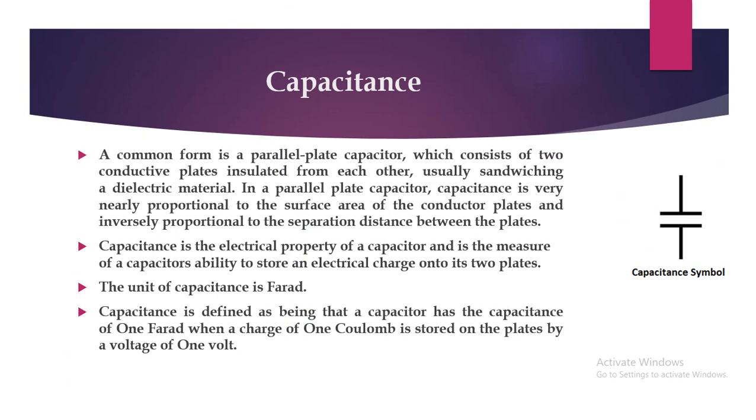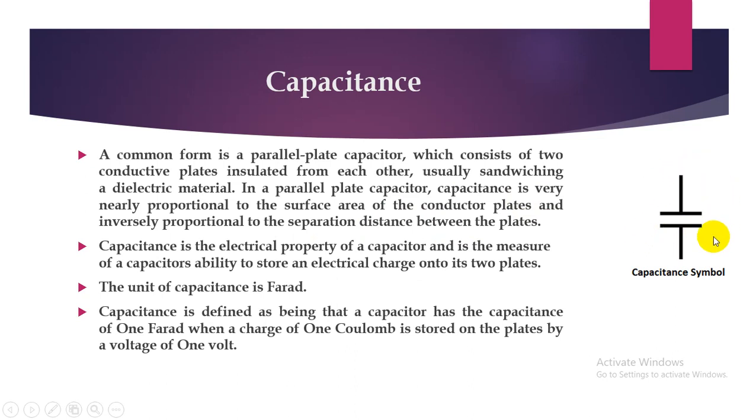Then we'll see the capacitance. The capacitance is the third passive element in electrical circuits. The common form is a parallel plate capacitor, which consists of two conductive plates insulated from each other, usually sandwiching a dielectric material. In a parallel plate capacitor, capacitance is very nearly proportional to the surface area of the conducting plates, and inversely proportional to the separation distance between the plates.